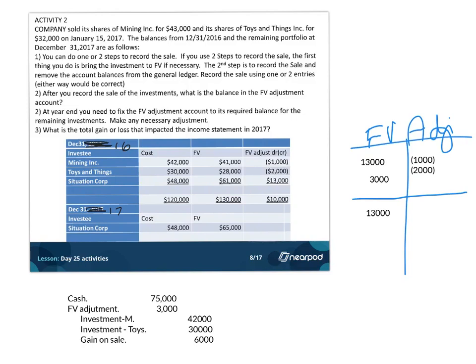At year end, you need to fix the fair value adjustment account to its required balance for the remaining investments. So the remaining investment is this one, Situation Corp. At the end of the year, it's the same cost. That didn't change. But now the fair value is 65. So 65 minus 48 tells you should have a balance here of 17,000. That is the balance you need in the fair value adjustment account.